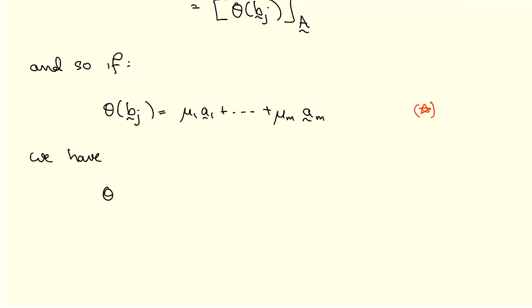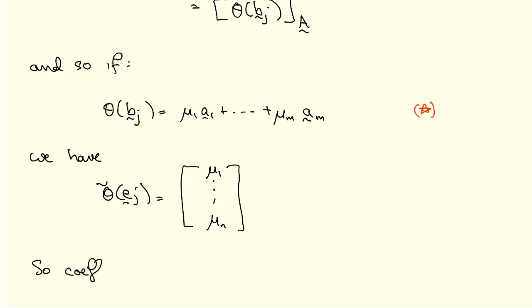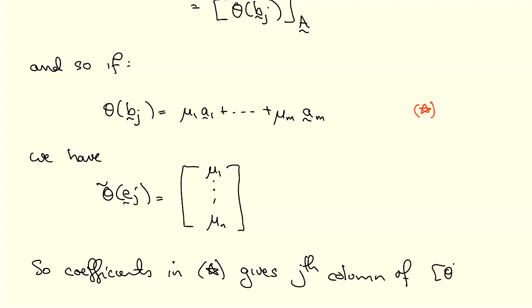We have theta twiddle of EJ, from the calculation we just did above, is exactly this vector mu1 up to mu n. So the coefficients in star give the jth column, in fact, of theta AB.